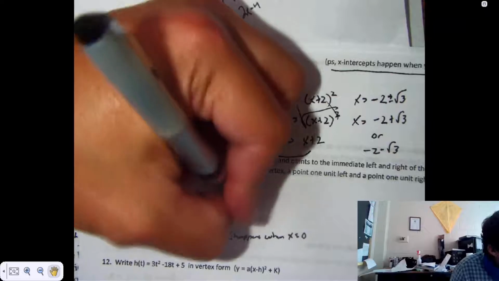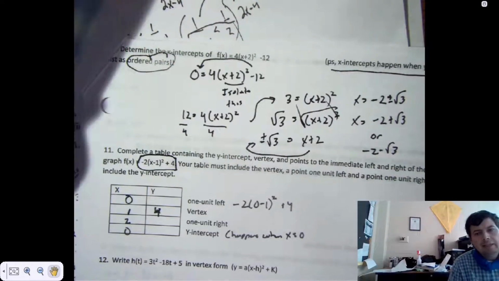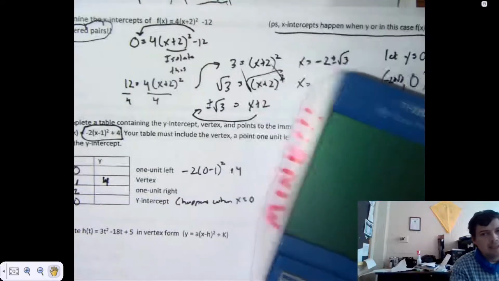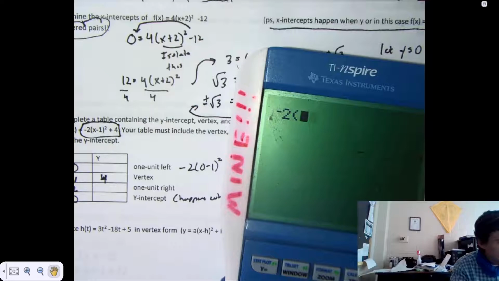I'm going to say negative 2 times a 0 minus a 1 squared plus a 4. And kids, you're taking a test. Like, you are taking a test. Nobody has all day for you to sit here and figure this out. Just type the darn thing in a calculator and move on with your life.